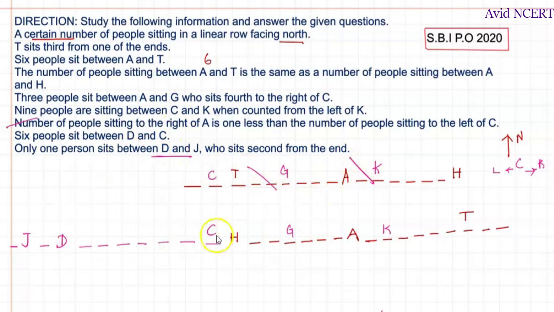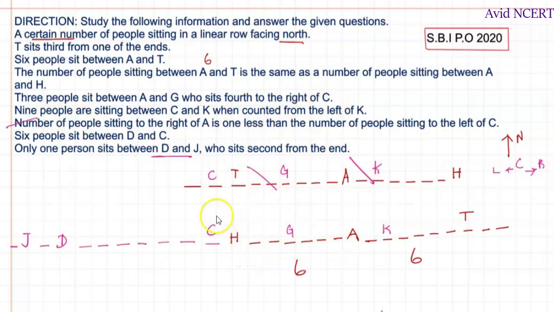Now let's check if this satisfies all the given conditions. The first condition is T sits third from one of the ends, which is satisfied. 6 people sit between A and T, that is true. And the number of people sitting between A and T is the same as the number of people sitting between A and H, which means again 6 people are sitting between A and H. 3 people sit between A and G, so 3 people are sitting between A and G.